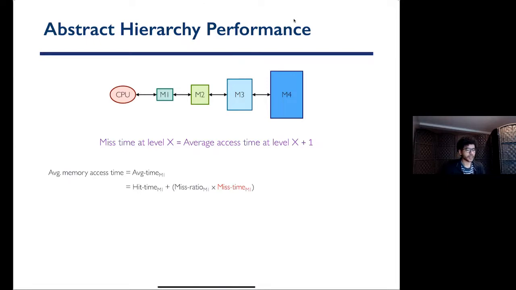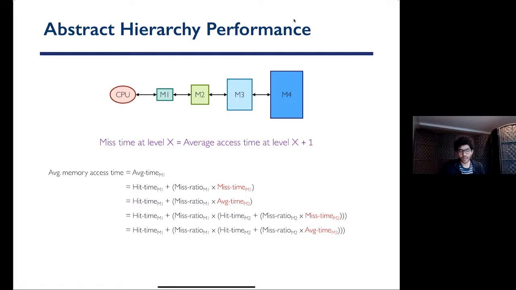So in particular, if we are looking at the CPU as the reference point, the average access time would be the hit time at M1 plus the miss ratio at M1 times miss time at M1. Now we can substitute the miss time at M1 with the average access time at M2. And then we can expand average time at M2, which is equal to hit time at M2 plus miss ratio at M2 times miss time at M2. And then we can just keep going, right? We can substitute miss time at M2 with average time at M3, and now we can expand the average time at M3. So this basically gives us an equation to get the average memory access time at any reference point. In this particular one, we're looking at the CPU.